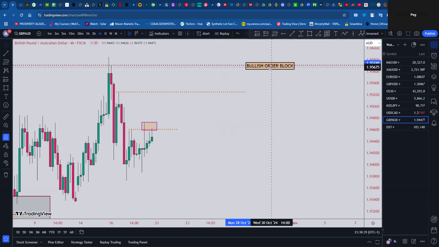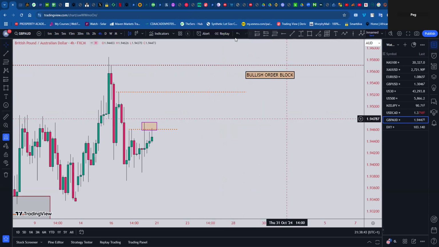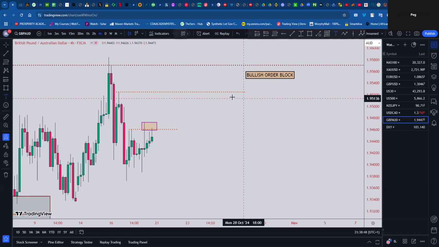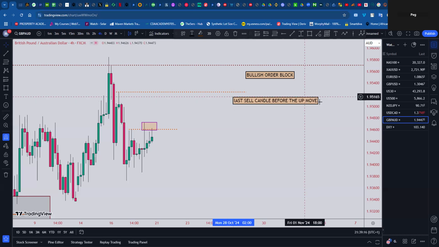Okay, first, for a bullish order block, one, it must be the last sell candle before the up move. Let me use that word, the up move, not necessarily the uptrend. Last sell candle before the up move. That's one.